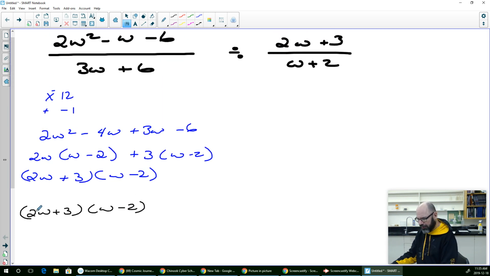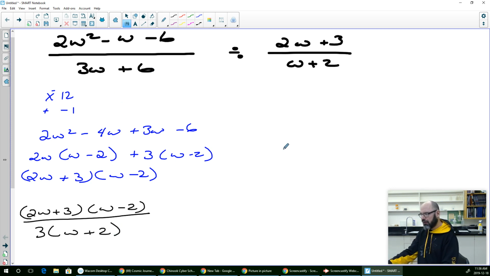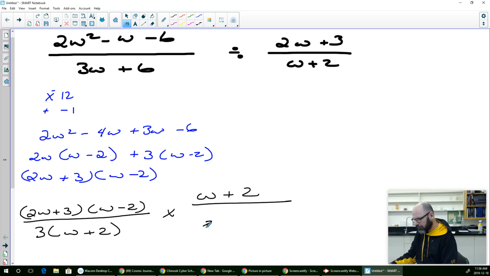Then we're going to take out a 3 from both of these terms, so 3 out of that becomes w plus 2. So we end up getting 3 times w plus 2 on the bottom. Okay, now we're going to divide, so now we're going to flip this over. I'm going to multiply by w plus 2 on top, so that bottom comes to the top, and this 2w plus 3.